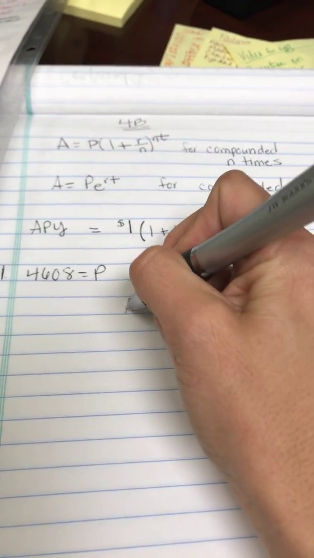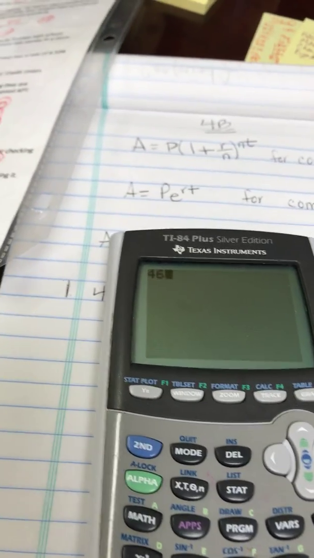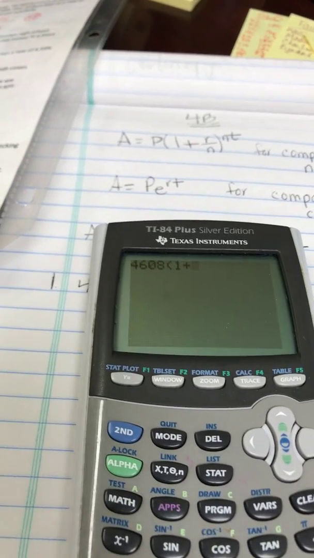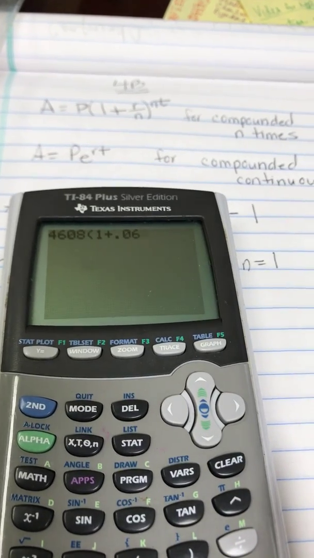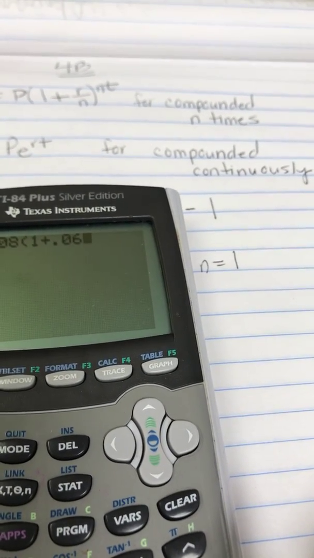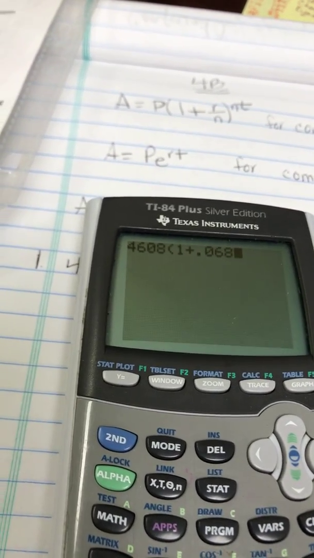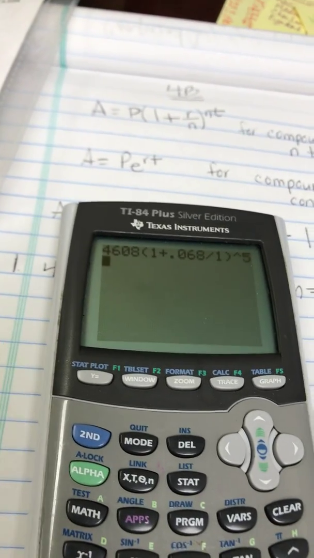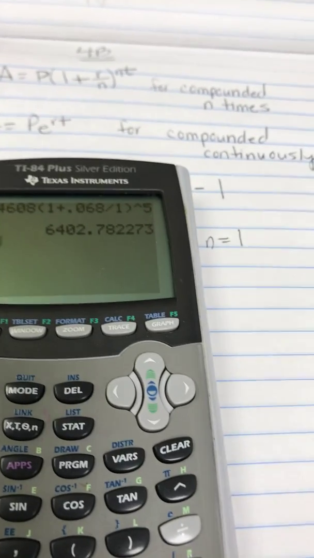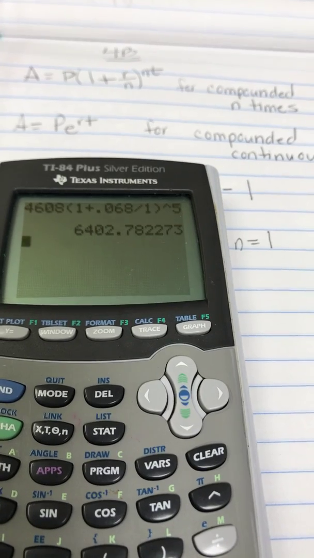So we're just going to plug into that formula, and I'm actually just going to do this right here in the calculator so you can see this a little better. So in the calculator, we're going to plug in the 4608, and it is at a 0.068 rate. Did I do that decimal right? And it is just one time a year. You don't really even have to put that one, and we're doing it for 5 years. And so there is the answer to the first blank there on that lab, $6,402.78.